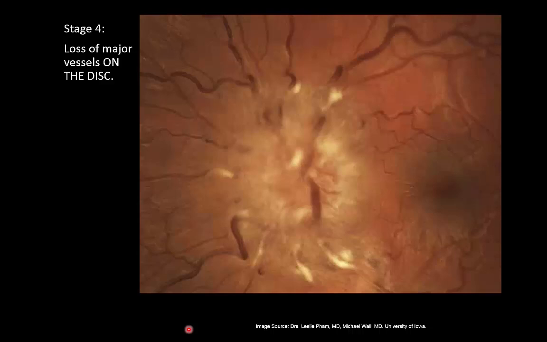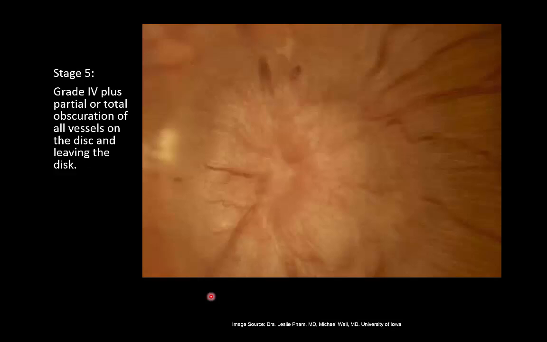In stage 4, there is a loss of the major blood vessels on the discs themselves. So now we don't really even make out the disc. It's all completely blurred. Again, here you see this blood vessel going down and then straight. We are losing almost all of our blood vessels on the disc itself. And then finally on grade 5, it's the same as grade 4, except now there's partial or more commonly total obscuration of all the blood vessels on the disc and as they leave the disc. So here you cannot make out any blood vessels very well. You have to get pretty far out here before you start to see the blood vessels. It's completely blurred. So this is obviously very severe papilledema.